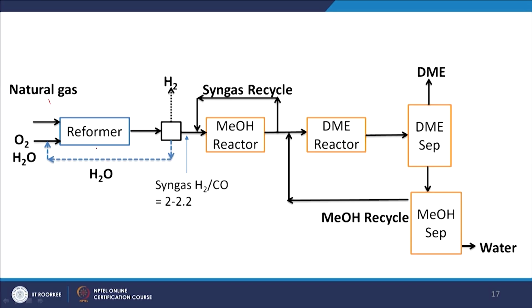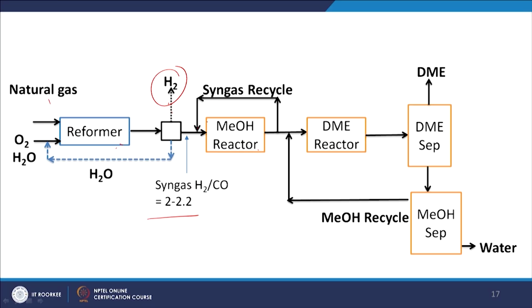Say natural gas will go through a reformer. If it is steam reforming, then we can get more hydrogen, which can be separated, for the 1:1 H2/CO requirement for the direct method and 2:1 for the methanol synthesis route. So, that 2 to 2.5 is maintained here, the rest of the hydrogen is recovered, and then it is going to methanol.